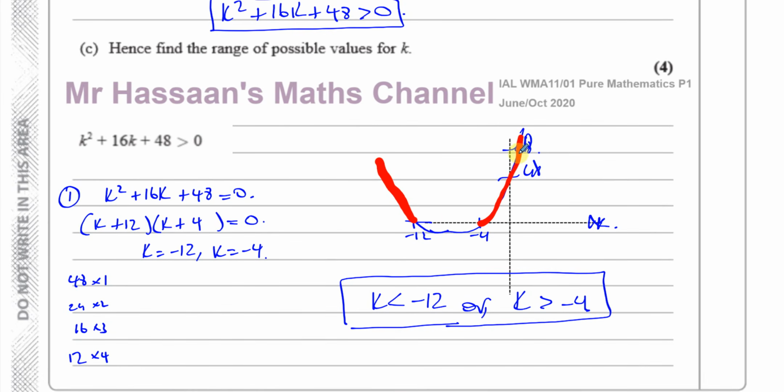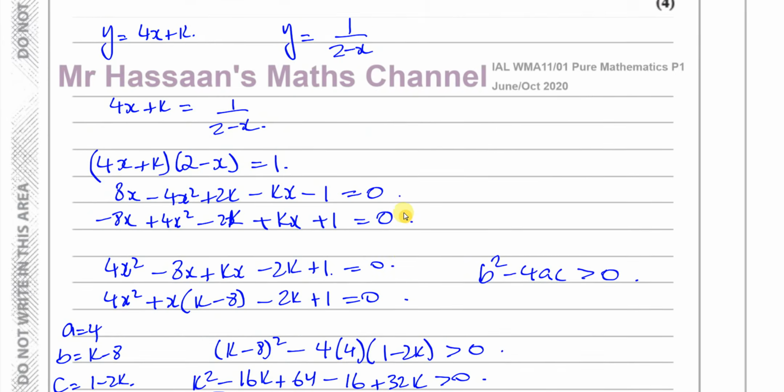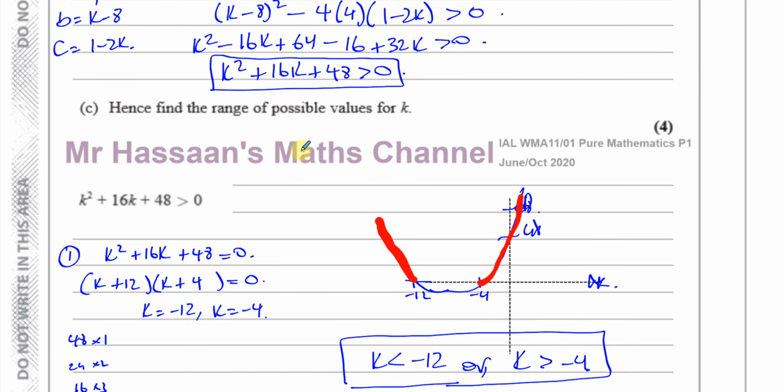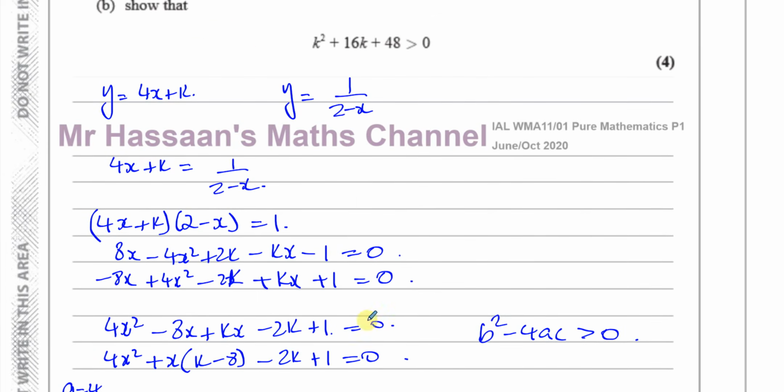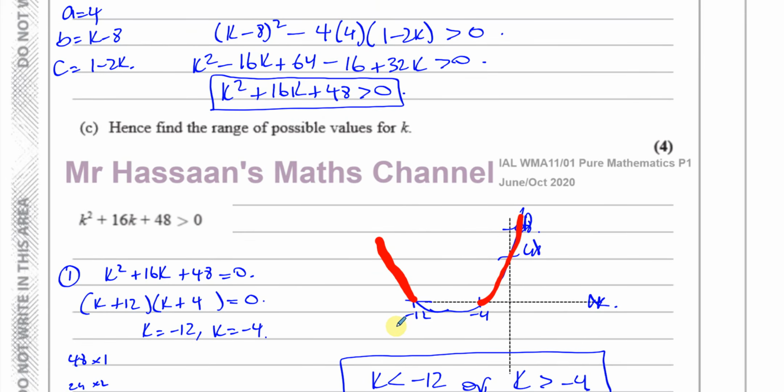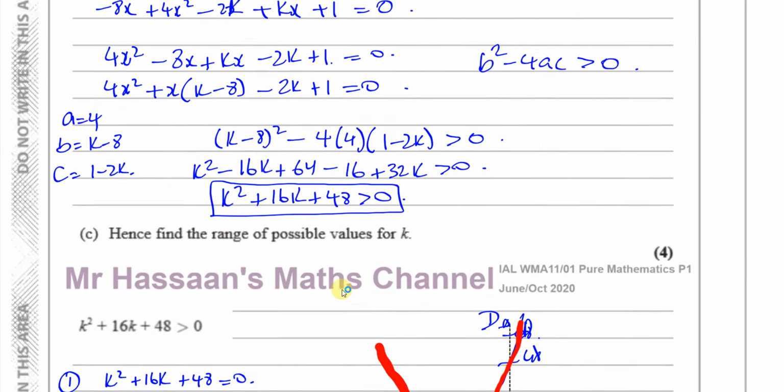So this sketch that I've drawn here is not a sketch of any of these graphs. This is a sketch of the discriminant of the equation formed when I found the intersection of these two graphs. So this axis is like the discriminant axis, and this is the k-axis, and we want to find when the discriminant is positive, when it's greater than 0. So it's less than minus 12 and above minus 4, and the minus 12 and the minus 4 are not included. So that's the answer to question number 7.